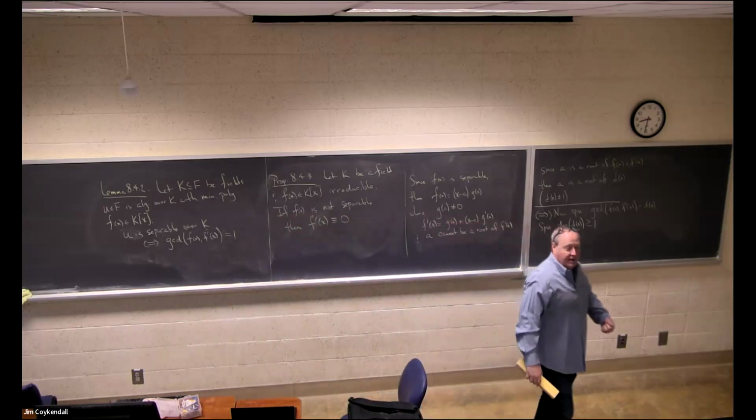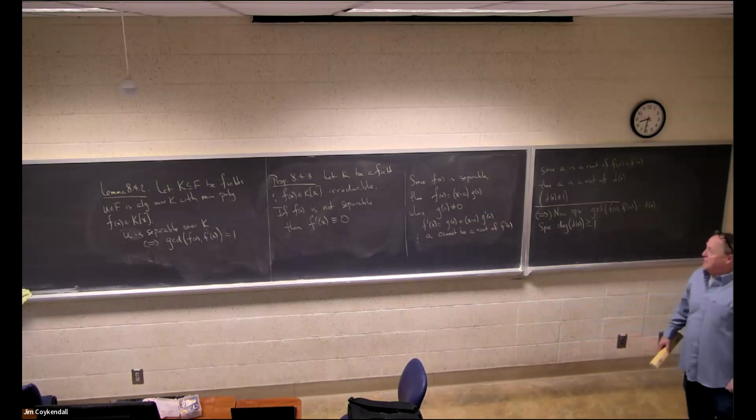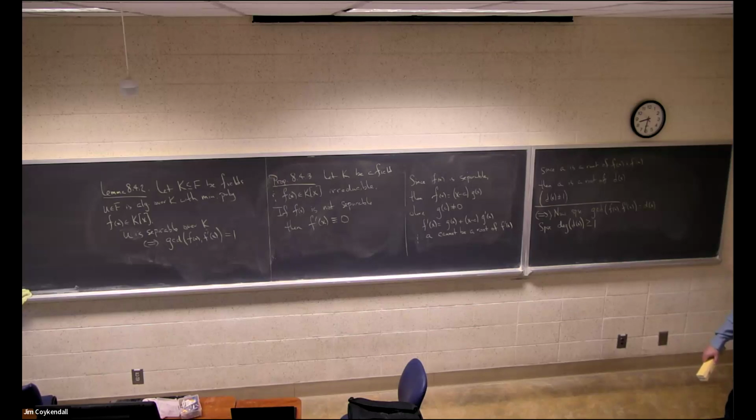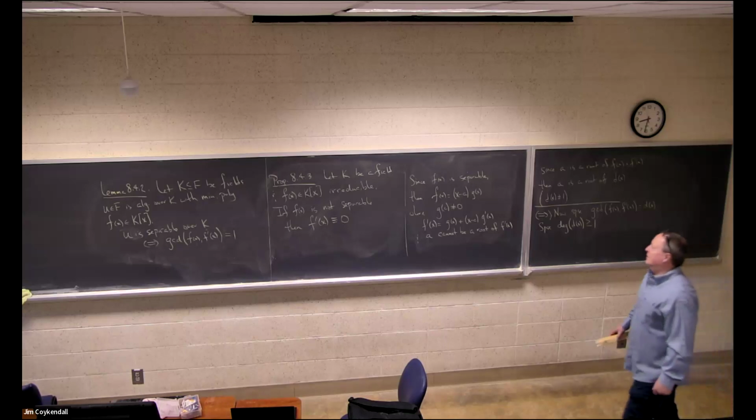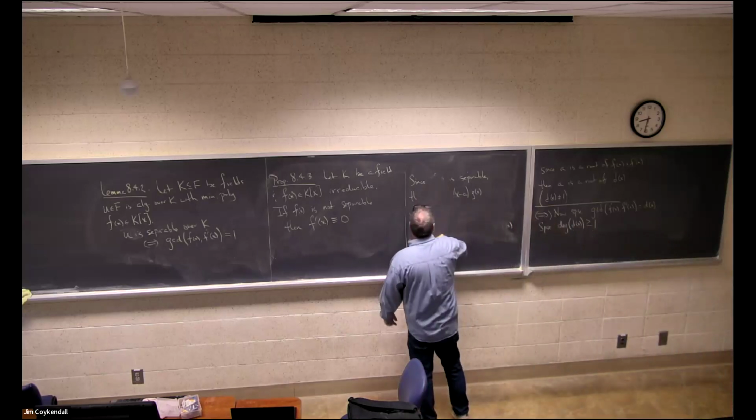So this is kind of a powerful thing. If you have an irreducible polynomial, if it's not separable, its derivative has to be always zero. Let's prove this.